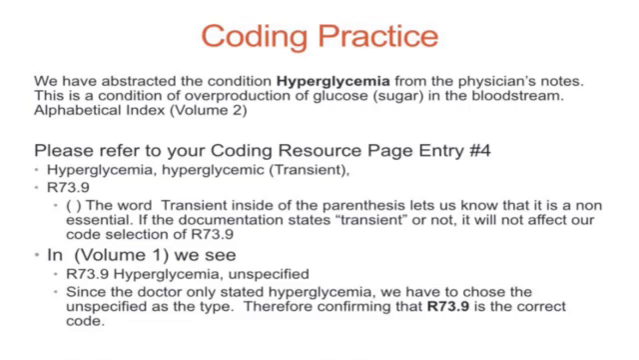In Volume 1, we see R73.9, hyperglycemia, unspecified. Since the doctor only stated hyperglycemia, we have to choose the unspecified as the type, therefore confirming that R73.9 is the correct code.